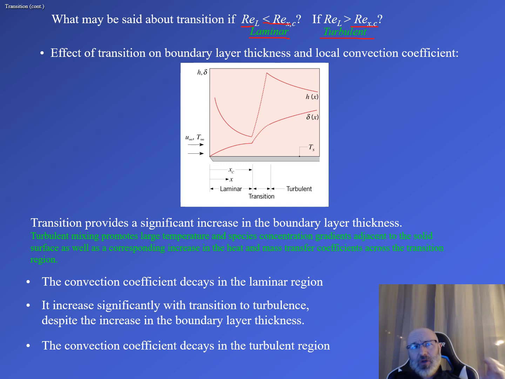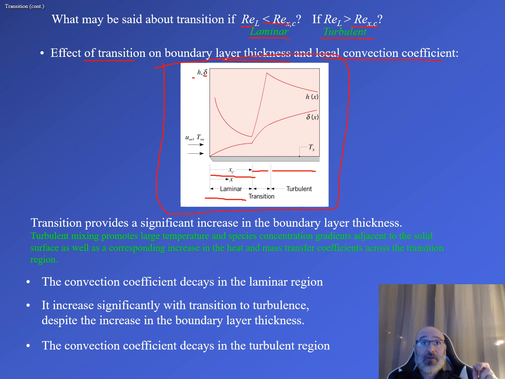So now let's take a look at the effect of transition on the boundary layer thickness, our delta, and our local convection coefficient, our h value. We have this graph shown in the figure below. On our x-axis, we have our x sub c, which corresponds to that laminar region. Then we'll have our transition region, and then we're going to have our turbulent region after that.